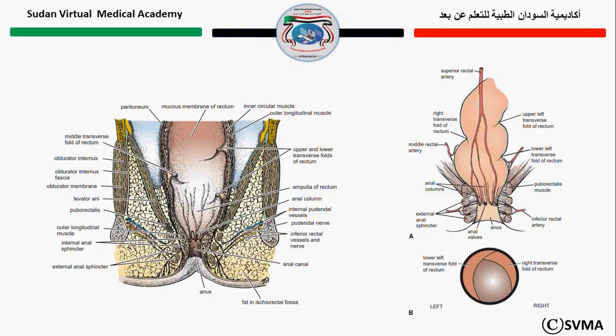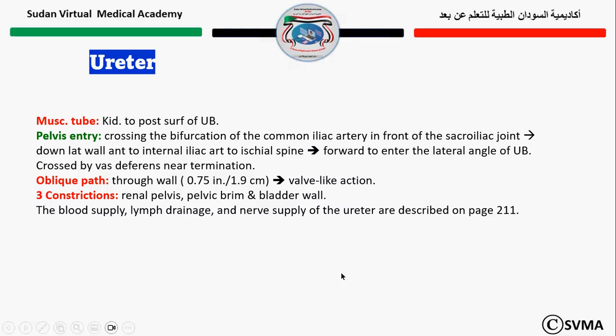So this is the arterial blood supply, which we said that the superior rectal artery is a direct continuation of the inferior mesenteric artery, and then we have the middle rectal artery and the inferior rectal artery. So we finish with the GIT.